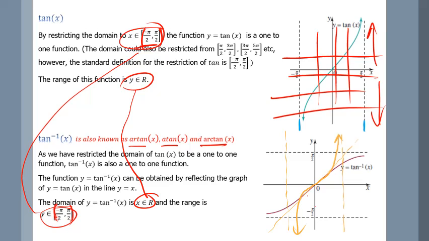Our asymptotes, this asymptote is x equals pi on 2, and then this asymptote is x equals negative pi on 2. You can see that they switch, and it becomes y equals pi on 2 and y equals negative pi on 2.